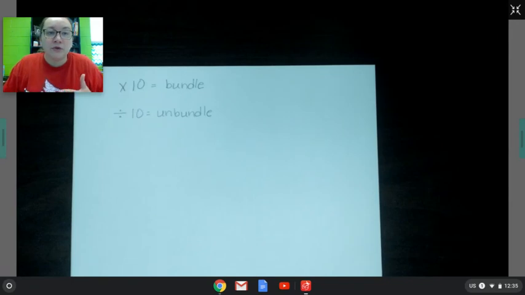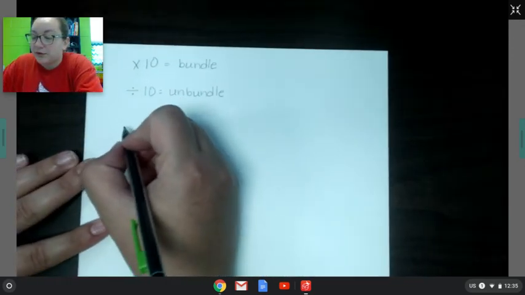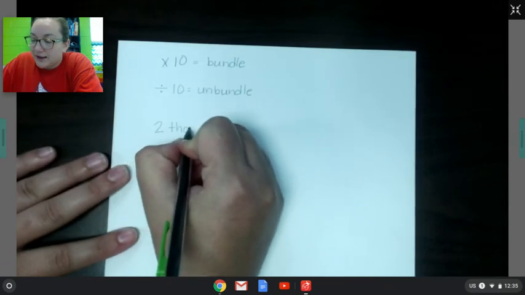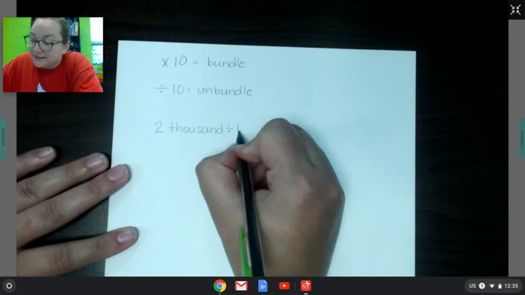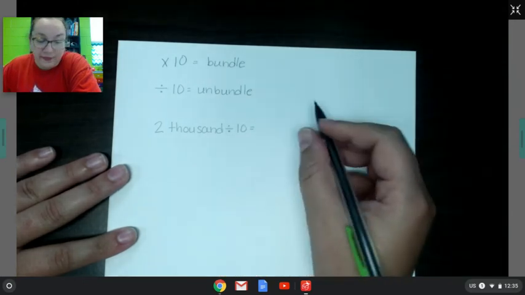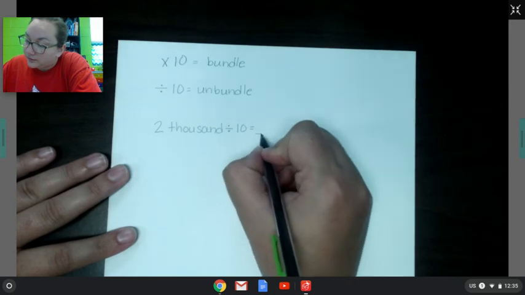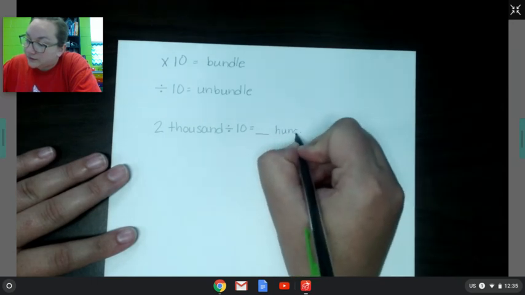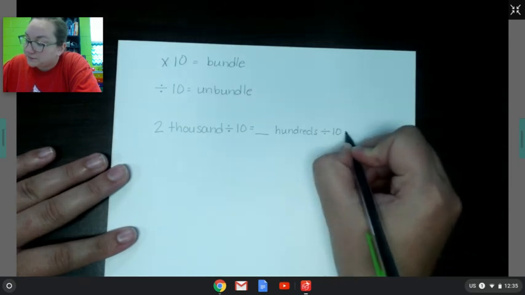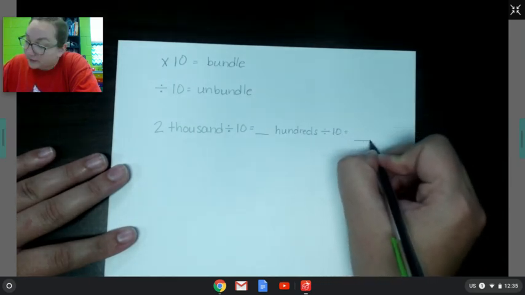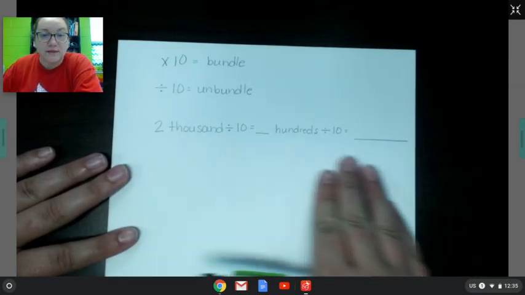Now, it might be a little bit confusing, but lesson 2 jumps right into that. So I do want to talk to you about that. So the first problem they give you, and I'm just going to go ahead and do it, is 2,000 divided by 10. And then they have a little thing right here, and then they say hundreds divided by 10. And then you put your answer. Okay, so this is what this first one looks like.